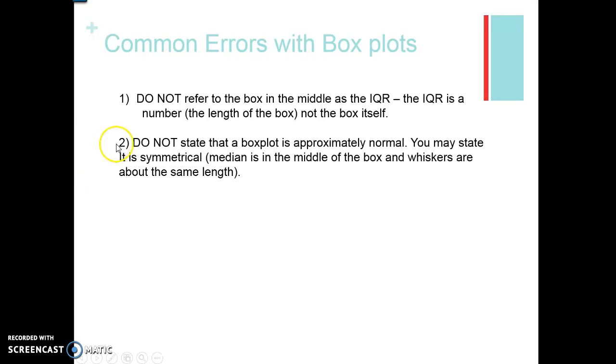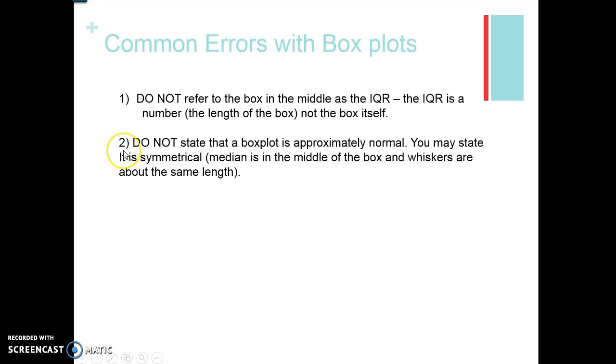Okay, so a couple of things. Here's just some common errors. Please make sure that you do not refer to the box in the middle as the IQR. The IQR is not the whole box. It's specifically the length of the box and not the box itself. So we would say the IQR is 15 or whatever. So that's telling us that the spread of the middle 50% of the data is only 15.